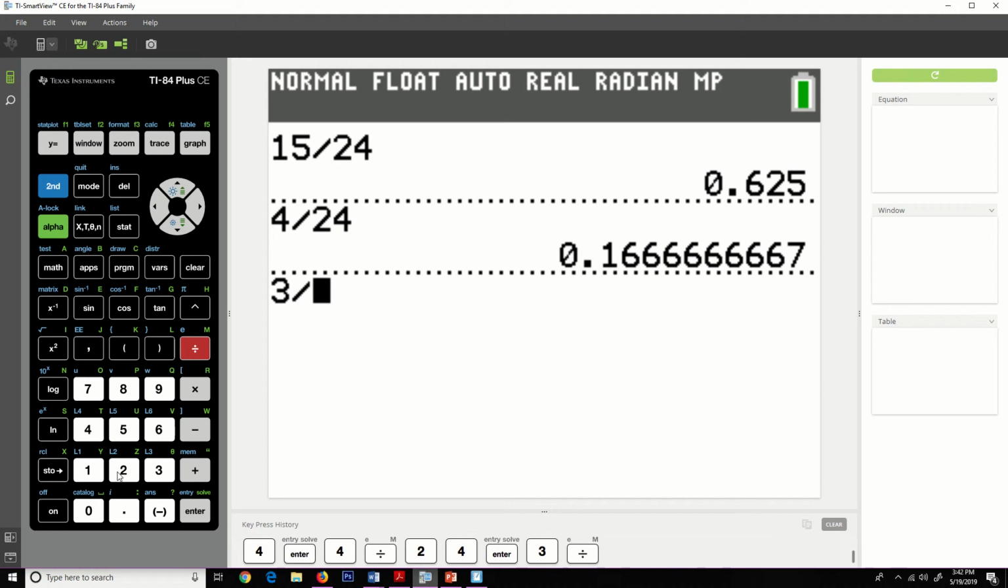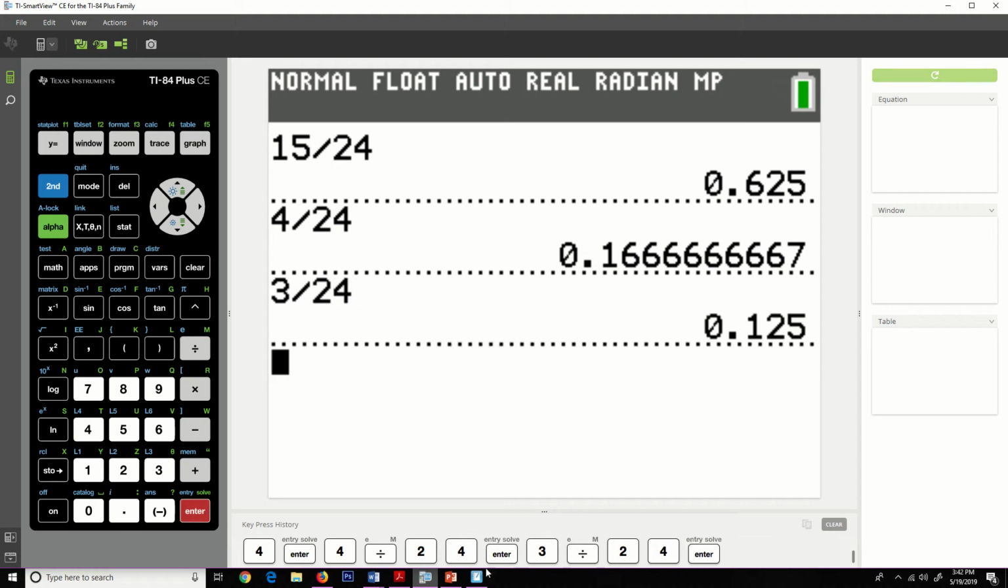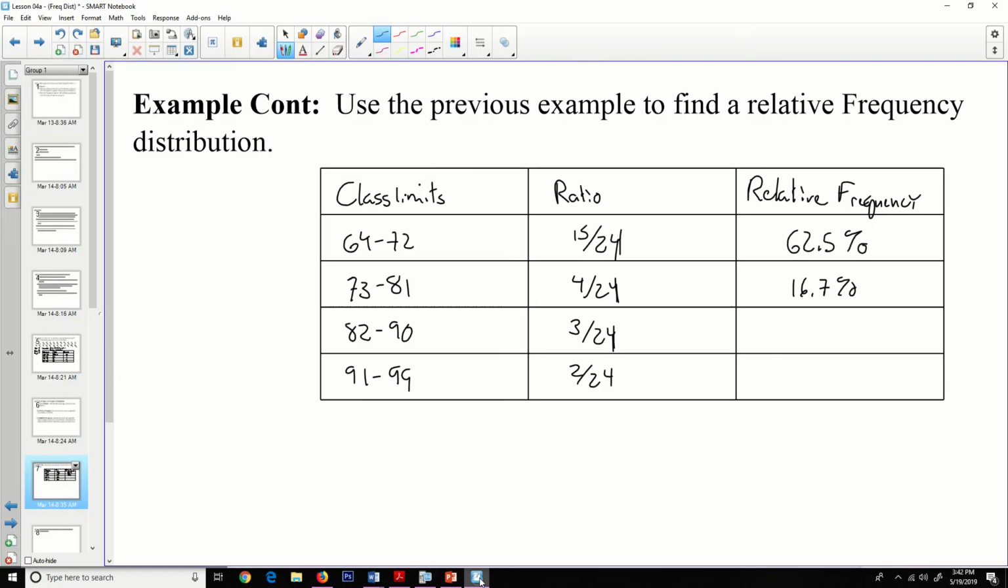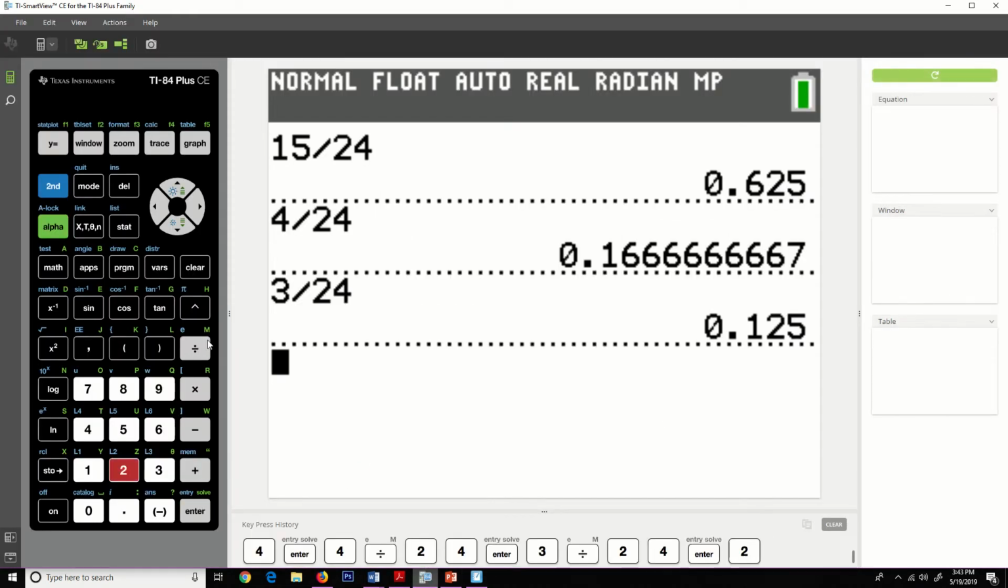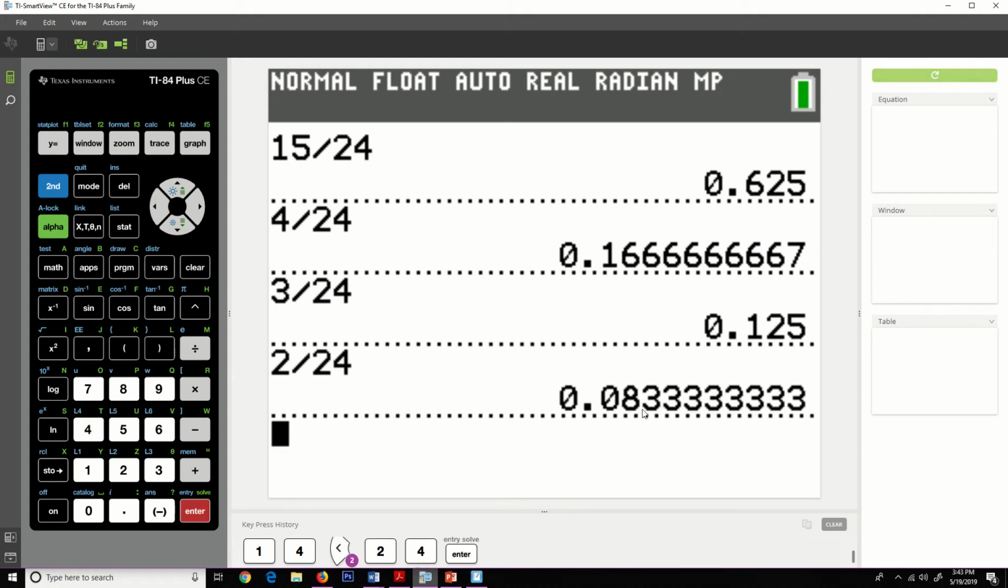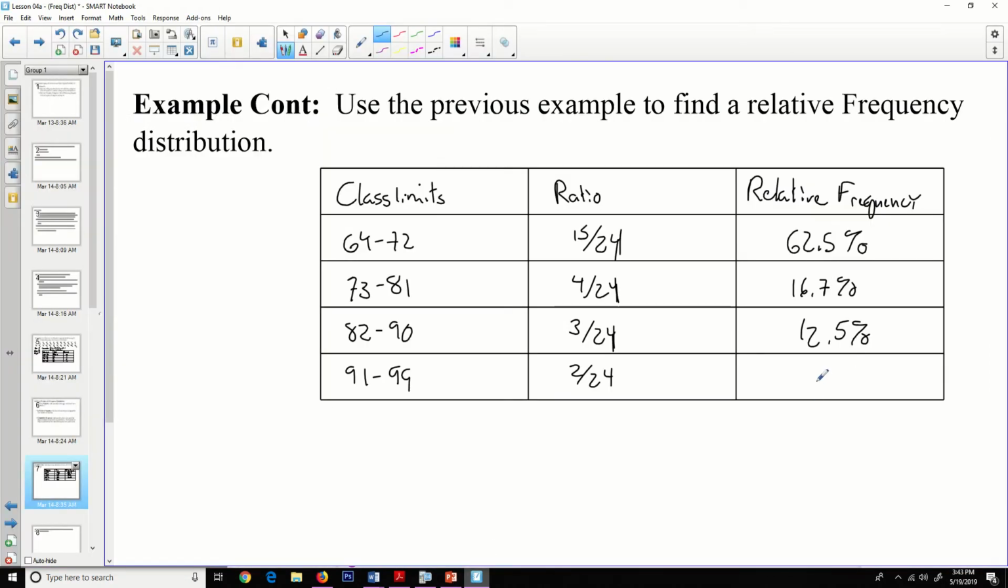3 divided by 24 is 12.5%. And then let's see here. The last one, 2 divided by 24. There we go. 8.3 repeating percent, which will round to 8.3%. And that is our relative frequency distribution.